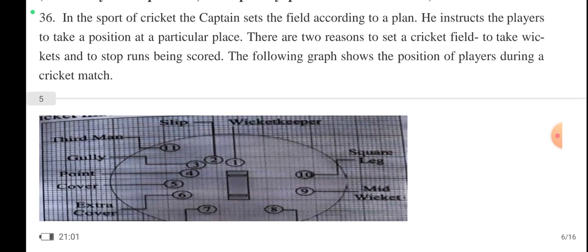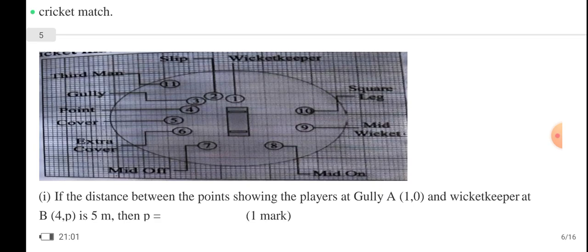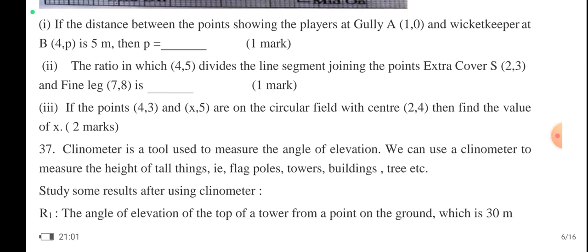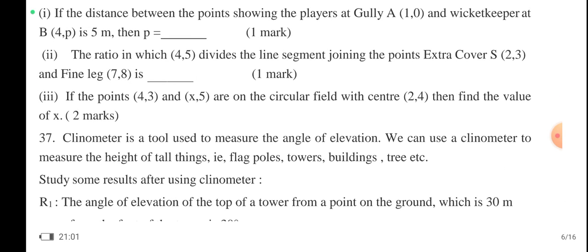Section A case study. Sports, cricket, captain, field according to the plan. Distance between the points showing the place A and wicket keeper B is 5 m. What is the value of P? Then a ratio in the second question. In the third subdivision, they are asking you to find the value of x. So go through it, and if you have doubts, then ask me.